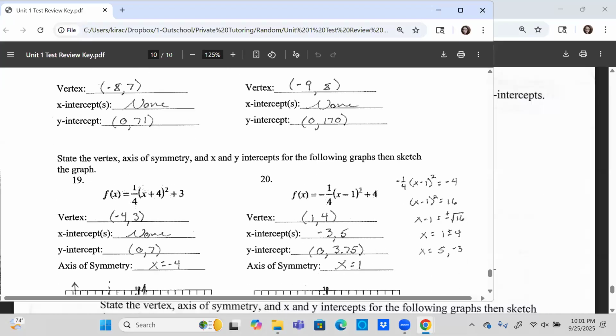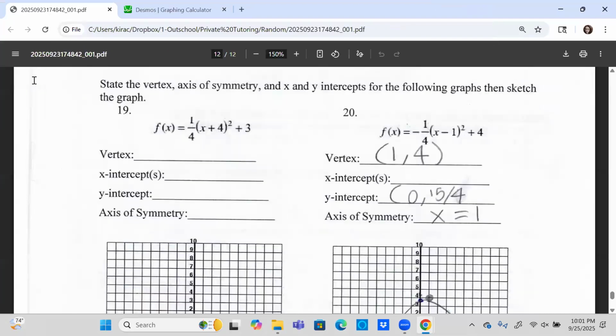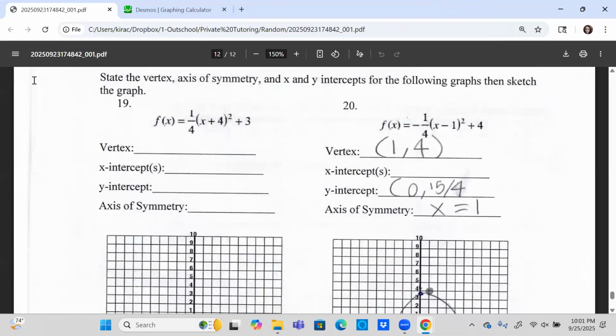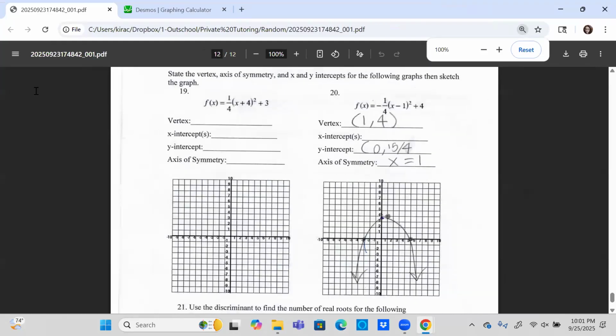Right. Now these are already in vertex form. So looking at 19, lies, truth. So -4, 3, x equals -4. Oops, we got a graph. Let me zoom down actually. Let me try that again. -4, 3. Okay. X equals -4. And it's positive, so it's going to be a happy face.